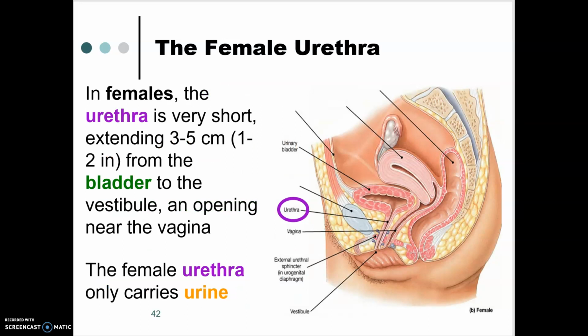Now, by contrast, in females, the urethra is quite short, only 3 to 5 centimeters, and it travels from the neck of the bladder to the opening, which is in the vestibule, which is just anterior to the vagina. And like I said before, the female urethra is only going to carry urine. It's not going to have any function whatsoever in the reproductive system.